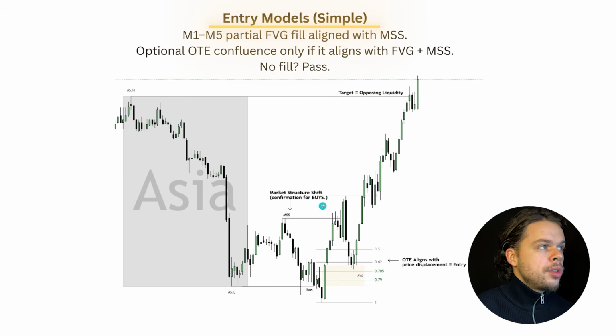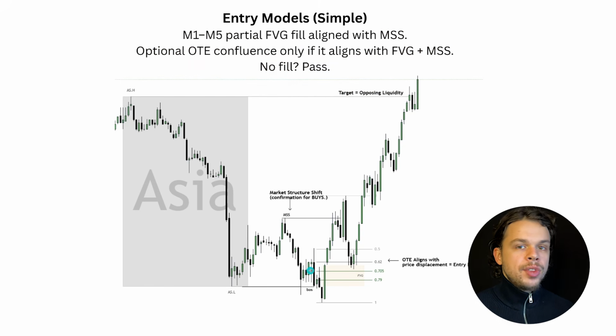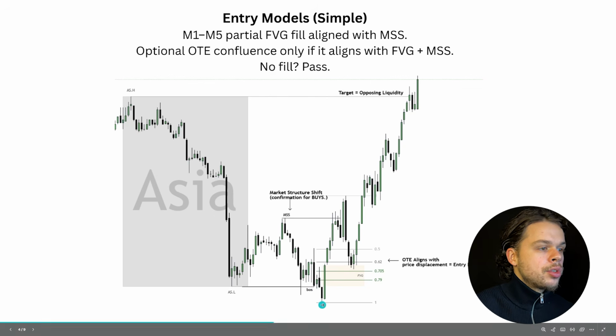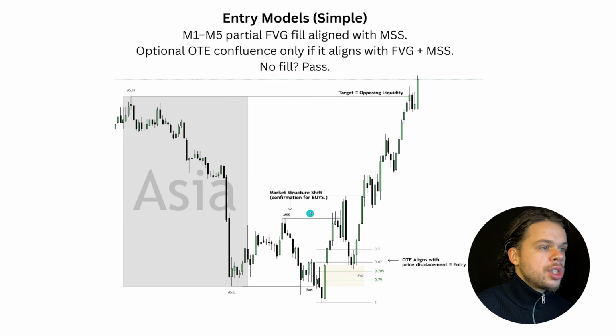So we use the M1 to M5 and we look for a partial fair value gap fill aligned with a market structure shift. And you can also use the OTE confluence if it aligns with the FVG and market structure shift. So as you can see on this example here, we have a sweep of Asia lows giving us a 5-minute break of structure. We then expand onto the upside, giving us a 5-minute market structure shift as we have now shifted bullish. And then we've seen a nice retracement into the fair value gap, which caused that market structure shift, which also aligns with the OTE.